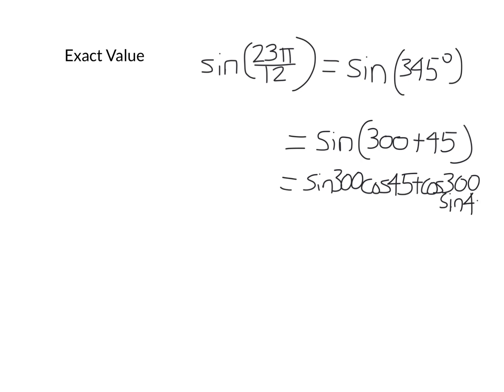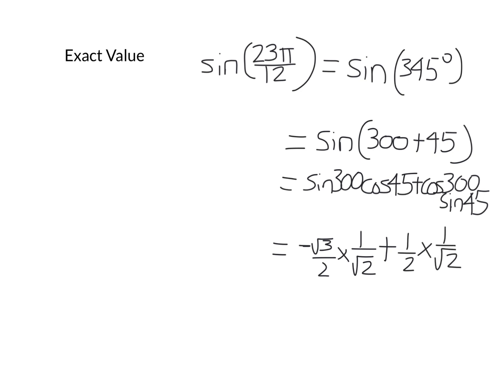Okay, so sine 300, as I mentioned, is the same as sine 60, but negative. So sine of 60 is root 3 on 2, so sine of 300, because it's in the fourth quadrant, is negative. Cos of 45 is just 1 on root 2. Cos of 300 is the same as cos of 60. This is in the fourth quadrant, so it's positive. So cos of 300 is half. Sine of 45 is 1 on root 2.